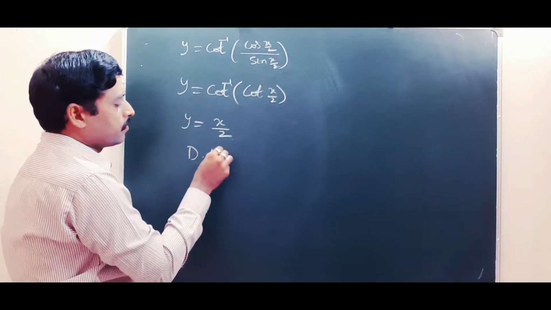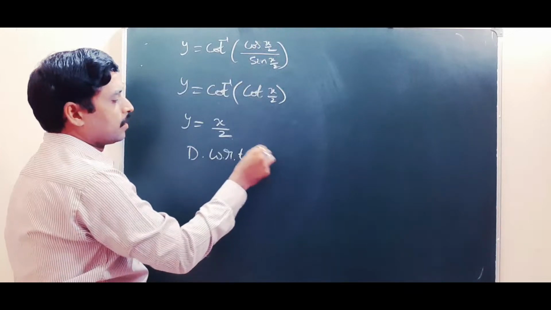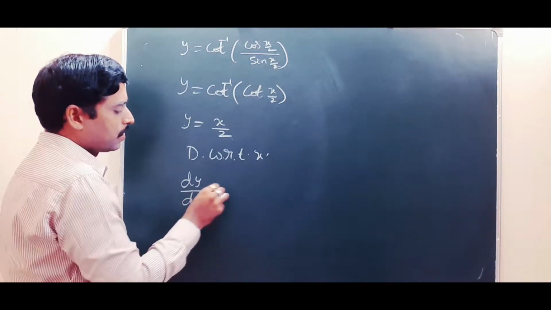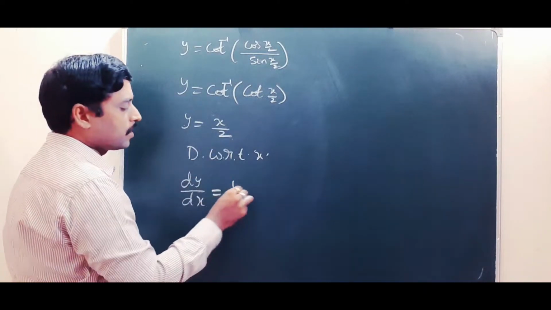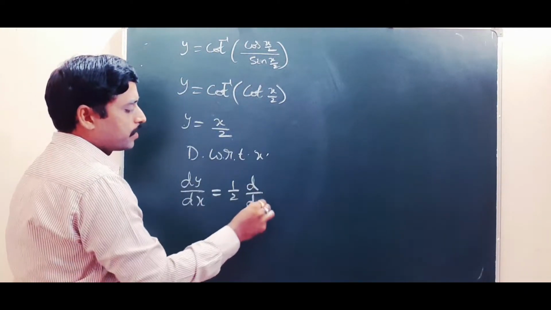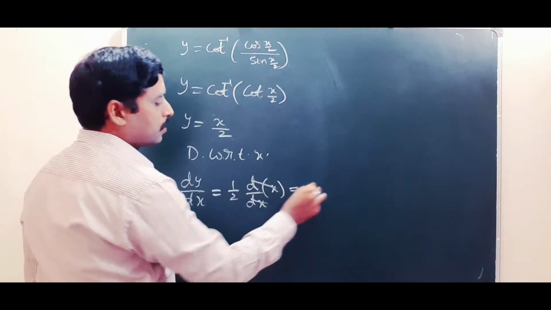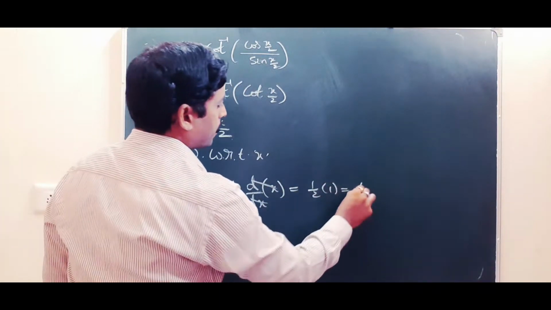Okay, now differentiation with respect to x on both sides. So differentiation of y gives dy by dx. In this, 1 by 2 is a constant, and differentiation of x with respect to x will be 1. So the answer is 1 by 2 into 1, equal to 1 by 2.